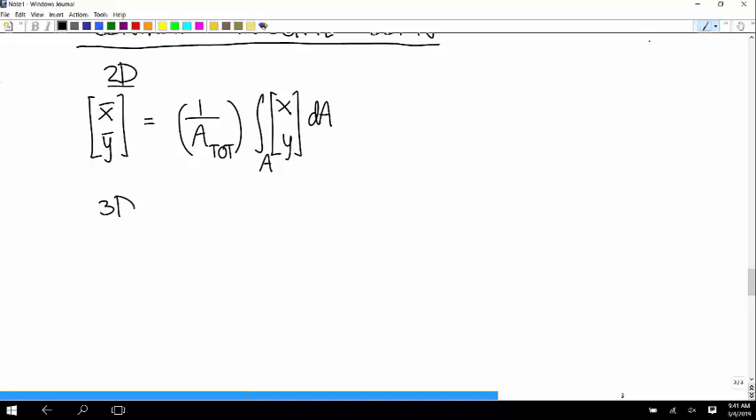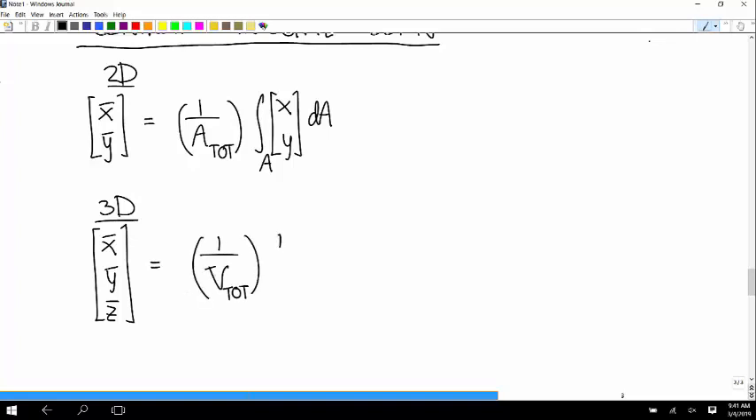And in 3D, everything's the same except the area changes to volume, and now we have three components on all the vectors. So we have x bar, y bar, z bar is equal to 1 over the total volume times the integral over the volume of x, y, z dV.